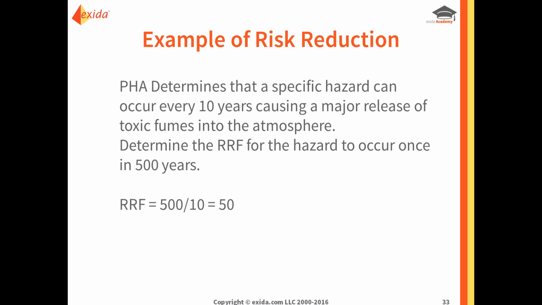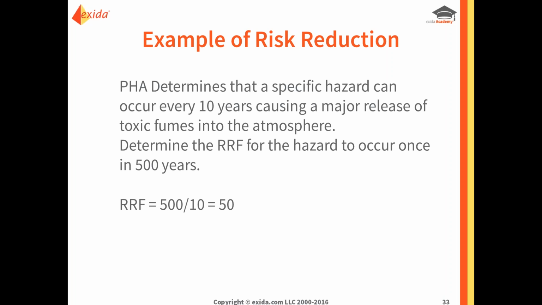So the first way is to look at and establish risk reduction factor. And I learn best with examples. So here's a quick, easy, simplistic example for us to look at. Your customers and end users do a PHA, or process hazard analysis. And they determine that a specific hazard can occur once every 10 years. Well, that could be okay, but this hazard actually causes a major release of toxic fumes into the atmosphere. And I'm pretty sure toxic fumes in the atmosphere isn't the best idea to do every 10 years.